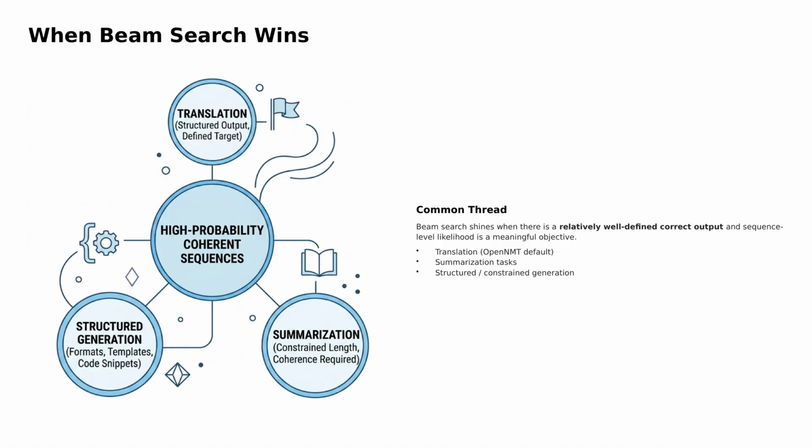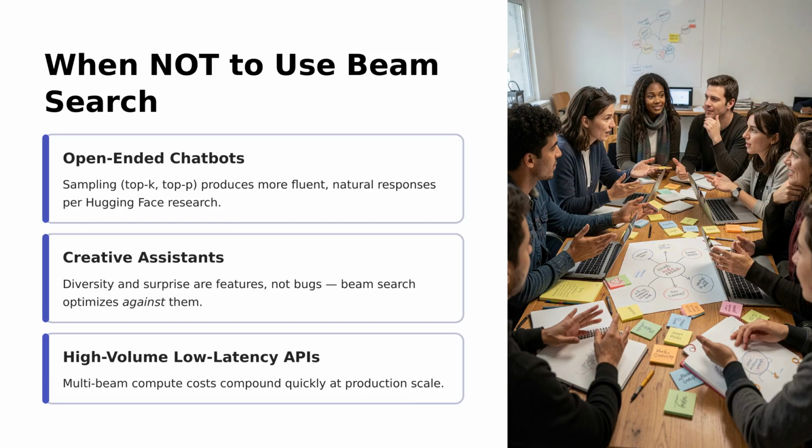Beam search tends to work best when there's a fairly clear target output, and the model's overall sequence probability is a good signal for quality. That's why it's a strong default in machine translation, like in OpenNMT, and often useful for summarization as well. It also fits structured or constrained generation, where the search space is narrower and choosing the highest likelihood sequence is more likely to produce the right result.